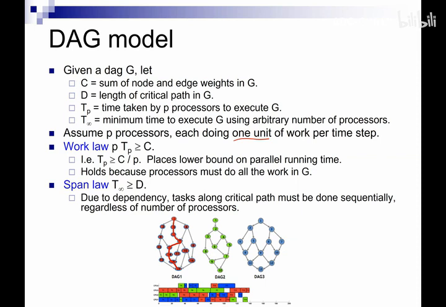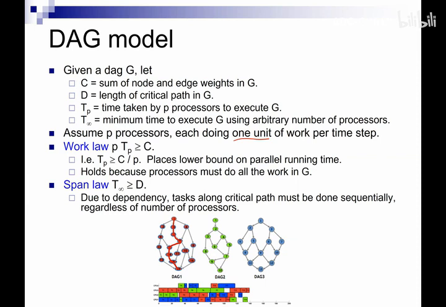Next we have the span law. This one says that T infinity is going to be at least as large as D. What this means is that no matter what algorithm you use, and no matter how many processors you have, you could even have an infinite number of processors, your running time is going to be at least as large as the length of your critical path.